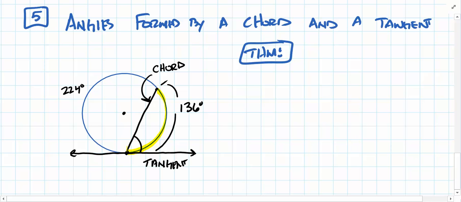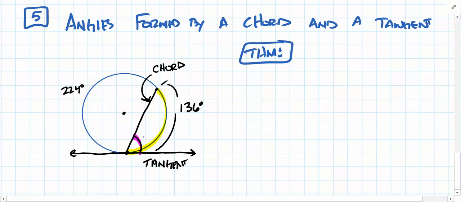Inscribed angle, right? So the rule still applies. What do you think the measure of that angle should be? 136 divided by 2, right? So it should be 68, and the one above it is 68 also. This should be 68.